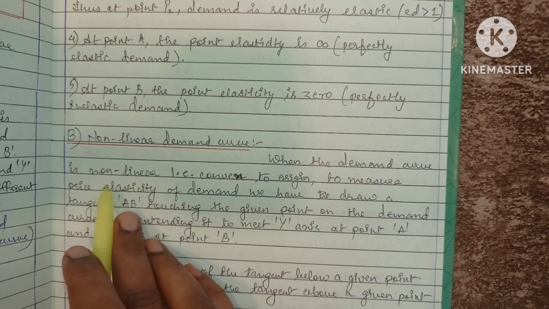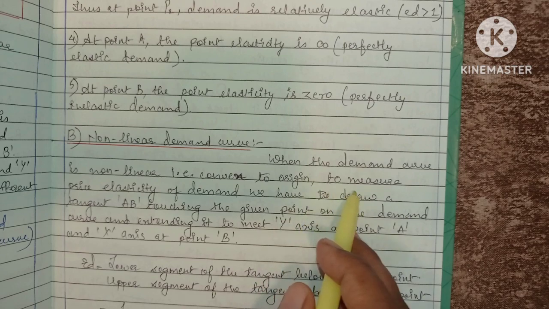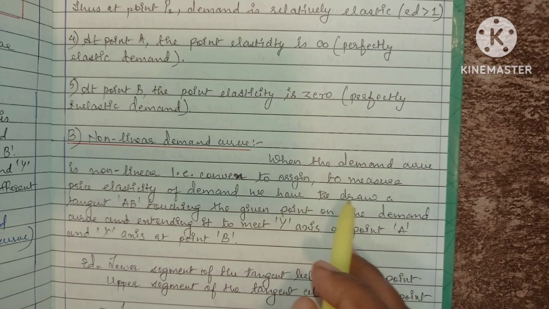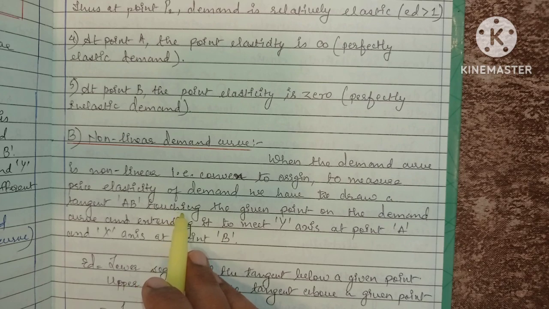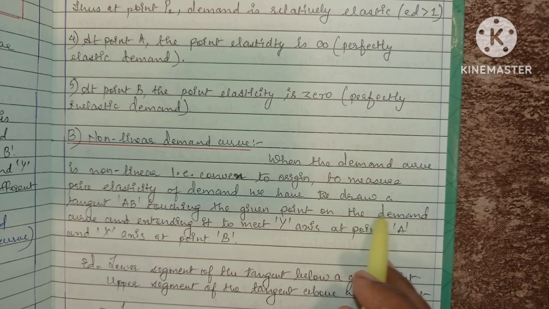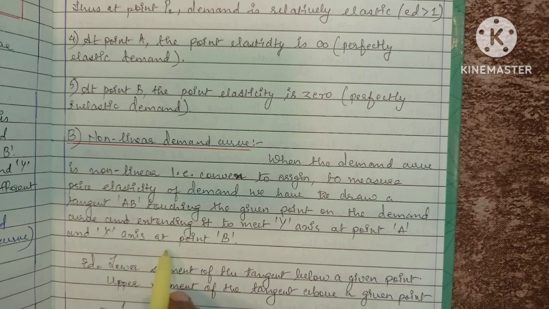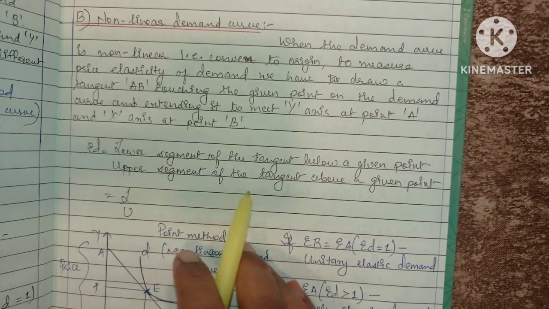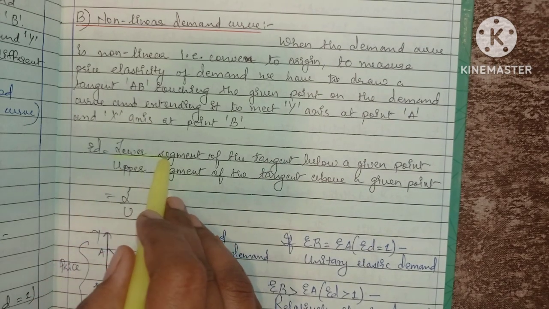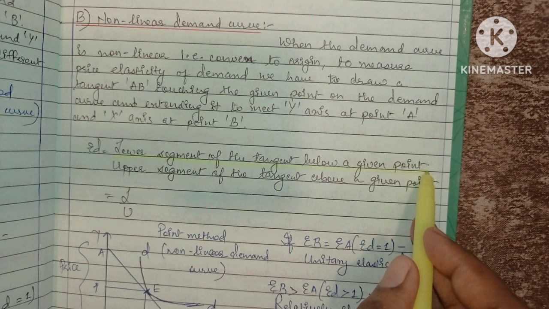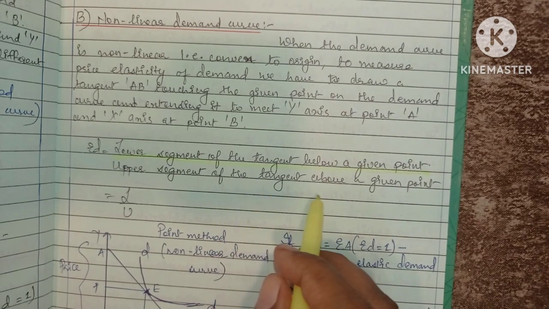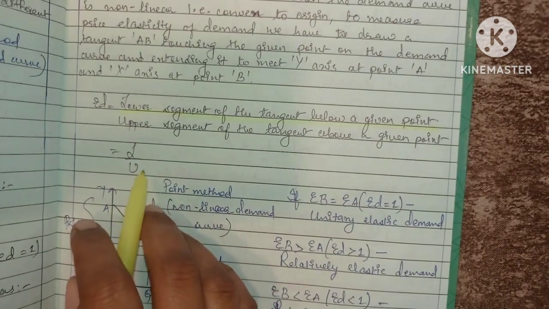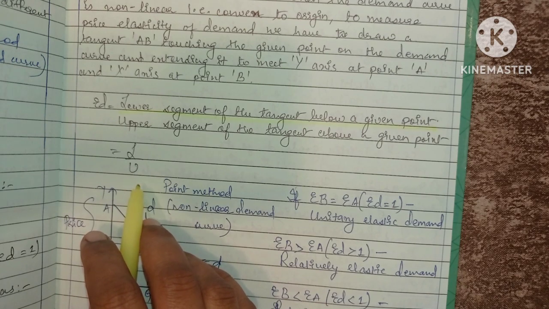When the demand curve is non-linear, that is convex to the origin, to measure the price elasticity of demand, we have to draw a tangent AB touching the given point on the demand curve and extending it to meet the y-axis at point A and the x-axis at point B. The lower segment of the tangent below a given point divided by the upper segment of the tangent above a given point. So L divided by U, lower divided by upper.